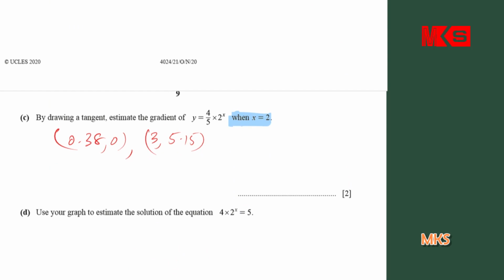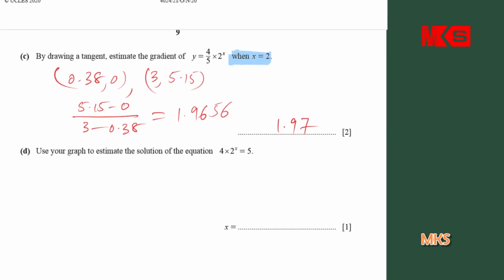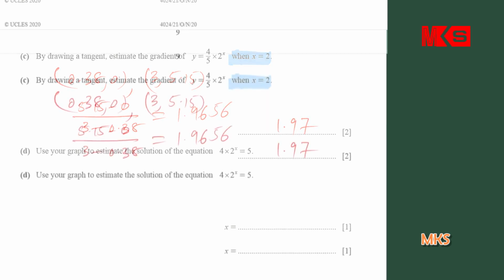The gradient will be y1 minus y2 over x1 minus x2, and by using the calculator, 5.15 divided by, in the bracket, 3 minus 0.38, which is 1.965. So that will be 1.97.